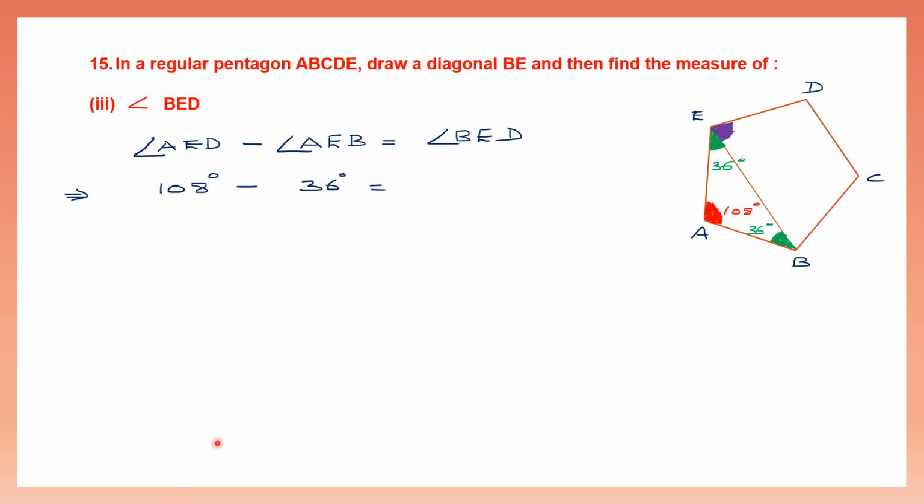So again, write that as BED. So we will find angle BED. Now we just have to subtract these. 108 minus 36 is 72 degrees, which is the value of angle BED. So we have our answer. Angle BED is equal to 72 degrees.